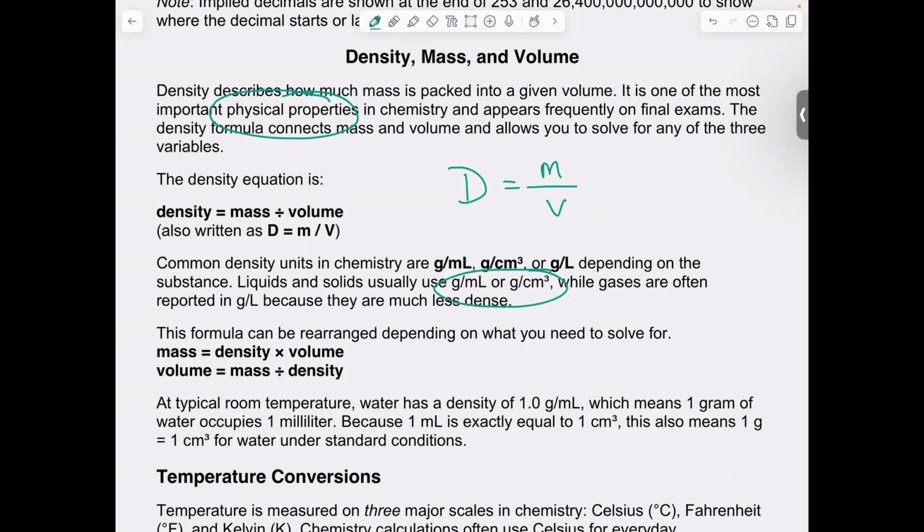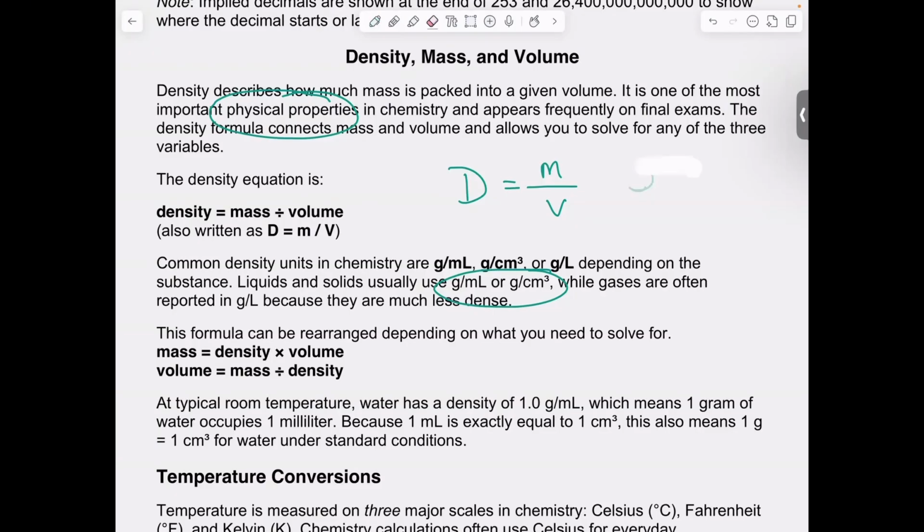Now we can back up here. We have three different variables that we're working with, and so you can imagine 3 different scenarios you might be asked to do some math work on and determine, okay, if I have a particular mass and volume, what's my density? And you can also rearrange that original formula to determine that mass is density times volume, and also volume is mass divided by density.